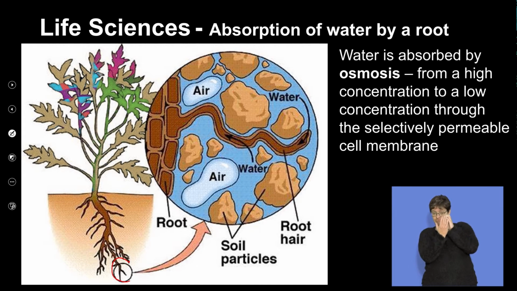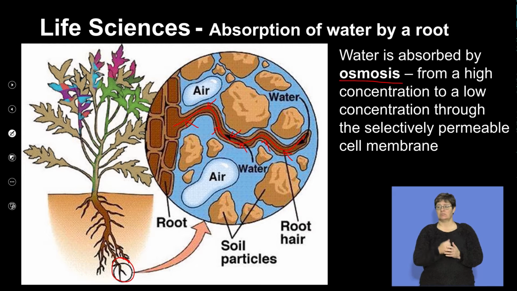Here we can see a root tip, and if we enlarge it and put it under a microscope, we can see this thing here, which is your root hair. And remember, the root hairs increase the surface area, so there's more space for water to actually go through the cell walls into the root. Now, how does this movement occur?